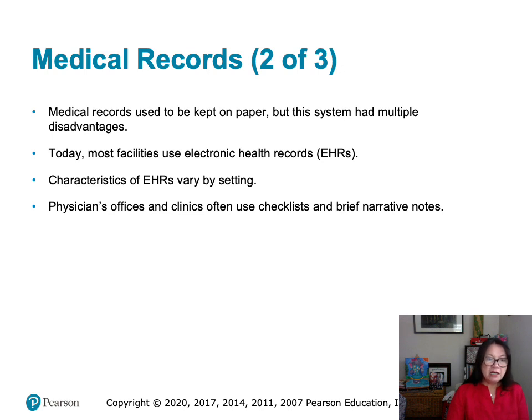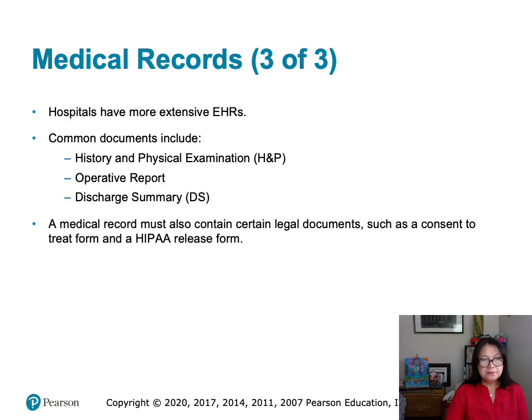The format and content of an electronic health record varies from one setting to the next. Physicians' offices and clinics often use checklists and short narrative notes. These notes usually contain a brief history of the present illness, pertinent past medical or surgical history, the physical examination, the diagnosis, any treatments, and then a follow-up plan. Hospitals have more extensive documentation in their electronic health records.